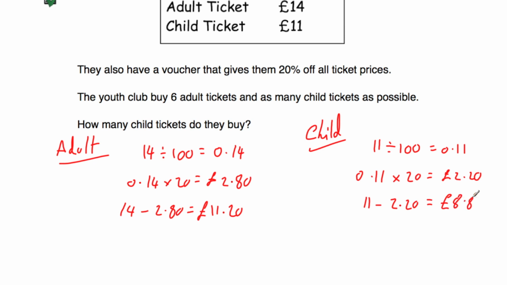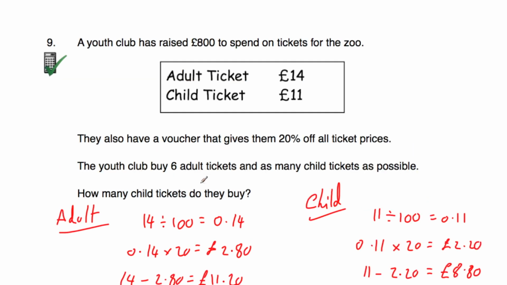So that means that for this youth club, each adult ticket will be £11.20 and each child ticket will be £8.80. Now the question says they bought 6 adult tickets. So let's multiply the price of the adult ticket by 6, to find out how much money they spent on adult tickets. So 6 multiplied by £11.20 would be equal to £67.20. So that means that the youth club spent £67.20 on adult tickets.